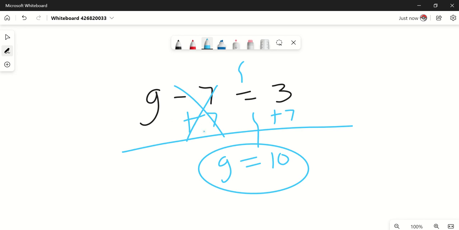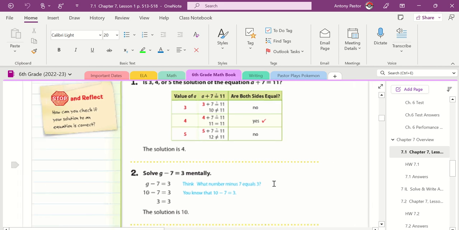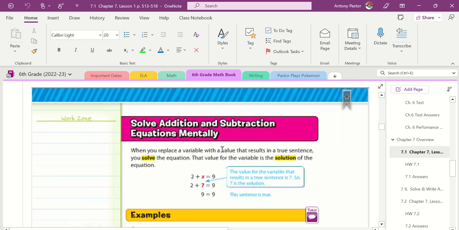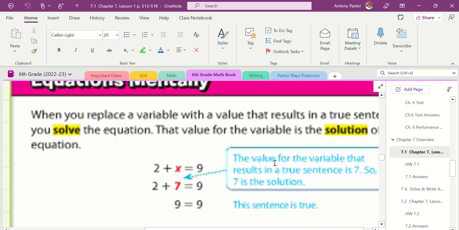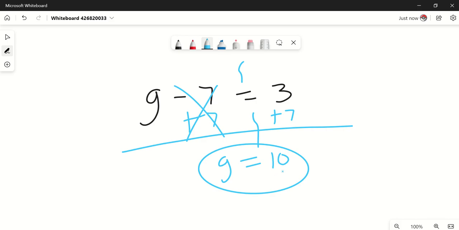When you skipped over on the window, I usually put that in my notes. This is talking about plugging in a number to see if it works. That's what we talked about, once we solve it. Since we solved it here, I'm going to plug 10 back in here to see if it works. 10 minus 7 should equal 3. It does. Therefore, I check it off, and that's the correct answer.